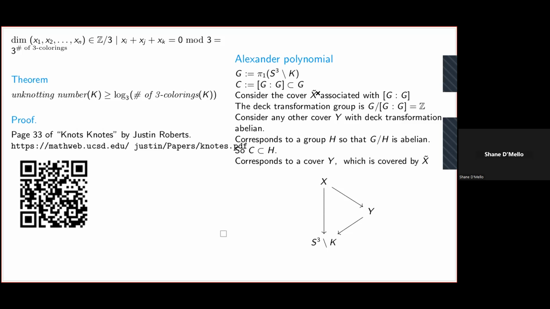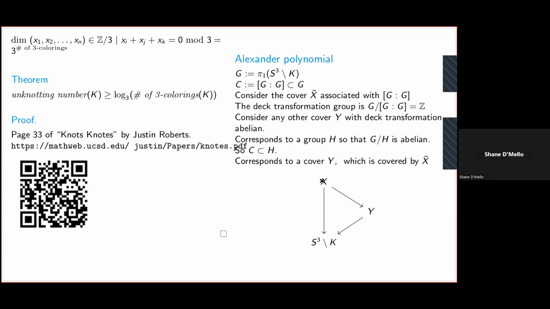So another way of saying this is that the universal abelian cover of the complement of a knot is always cyclic. And we say a cover is cyclic if its deck transformation group is cyclic. So the universal abelian cover is always cyclic, and it's infinite cyclic, in fact. So it's always Z. It's called universal because if you have any other cover whose deck transformation group is abelian, it has to be covered by this one, by this X tilde.